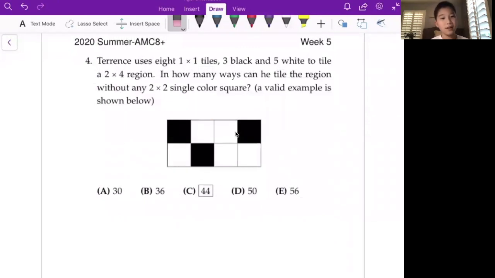Problem 4. Terrence uses 8 1x1 tiles, 3 black and 5 white, to tile a 2x4 region. How many ways can he tile the region without any 2x2 single color square? A valid example is shown below. Well, it's kind of hard how to start though. How am I supposed to start?